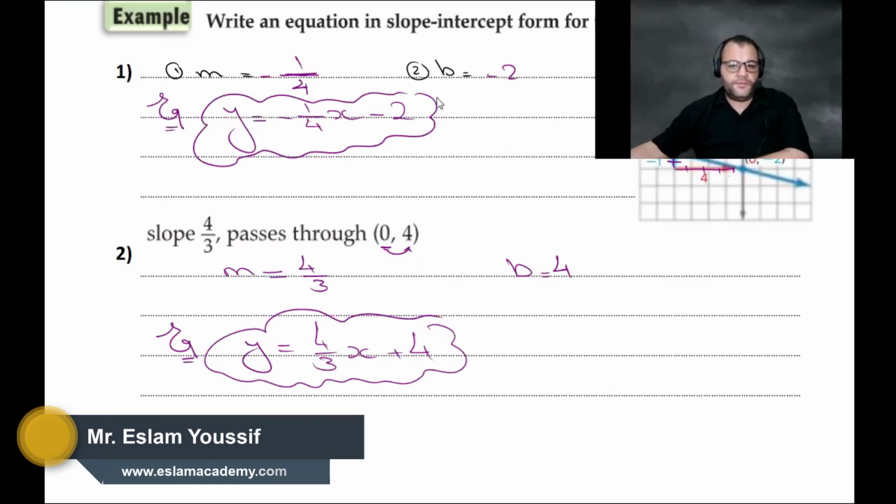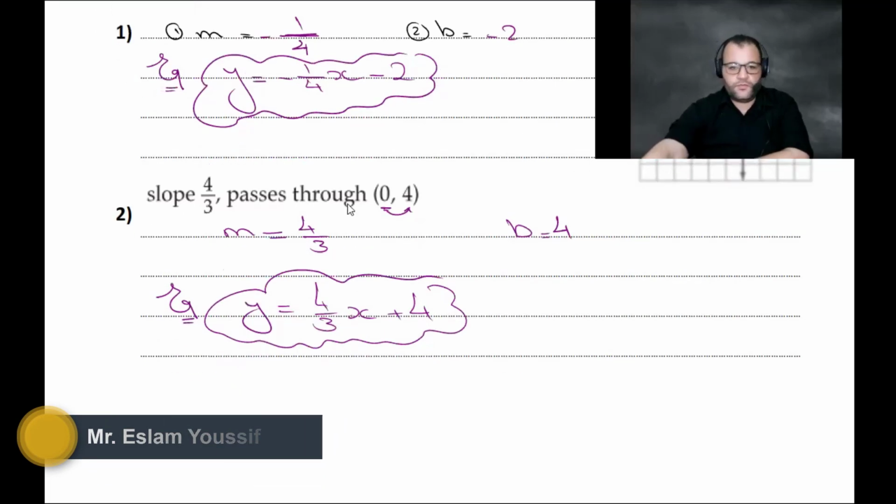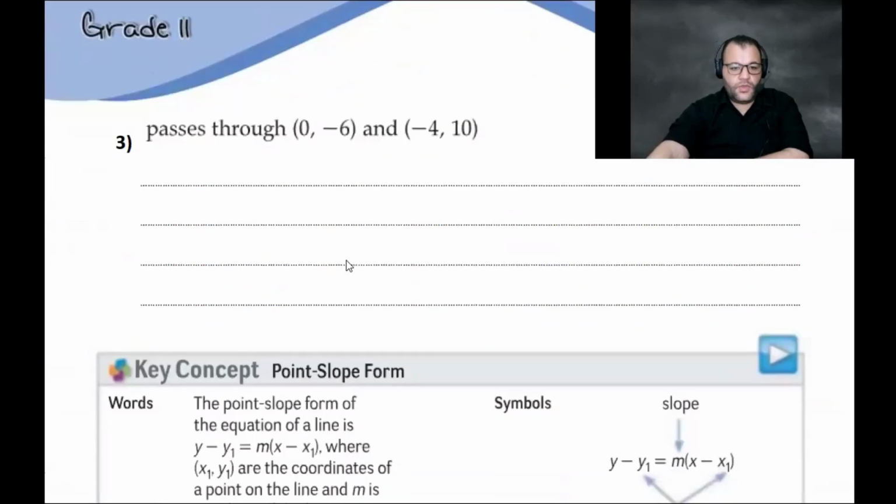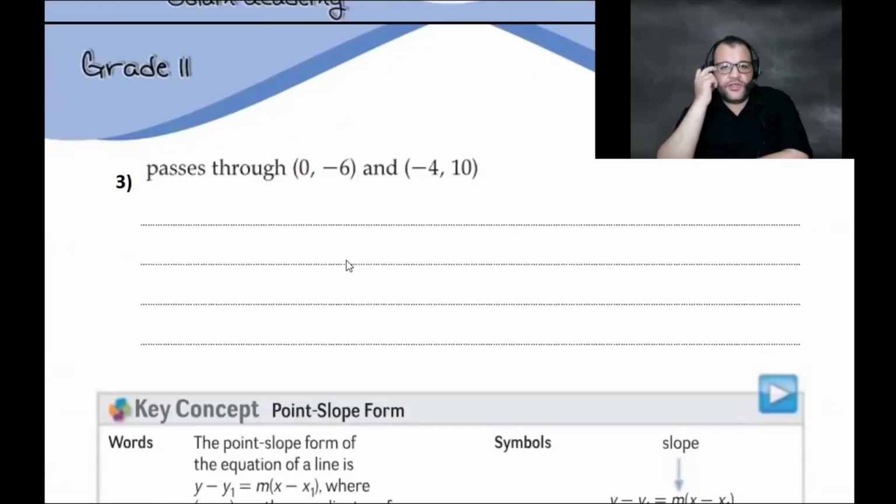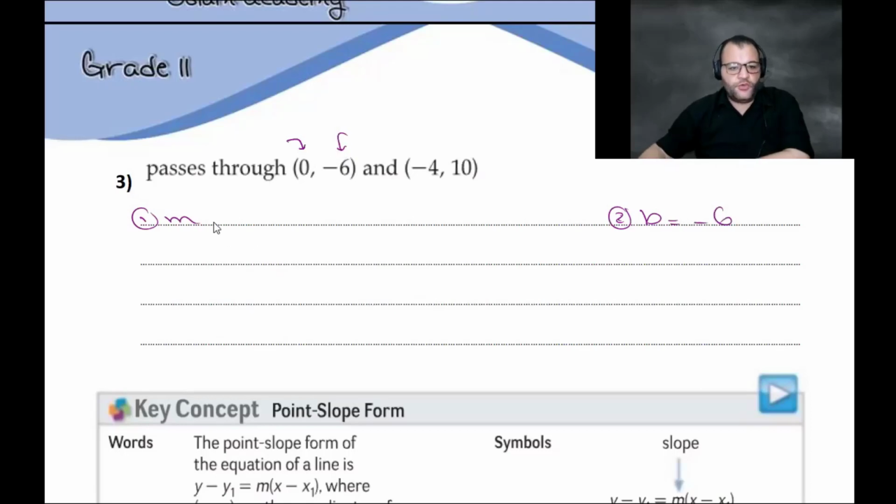No. Okay. Now we need to write the equation of this line. Number one, we need to find the slope. Number two, we need to find the y-intercept. The y-intercept is equal to -6, because when x is equal to 0, that is the value of the y-intercept. Now we need to find the slope.